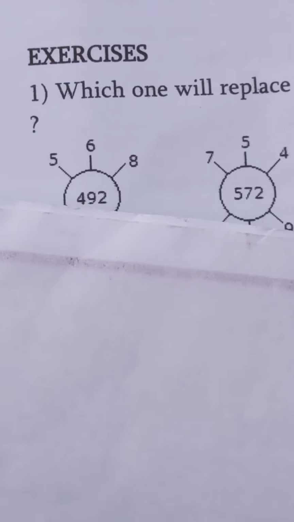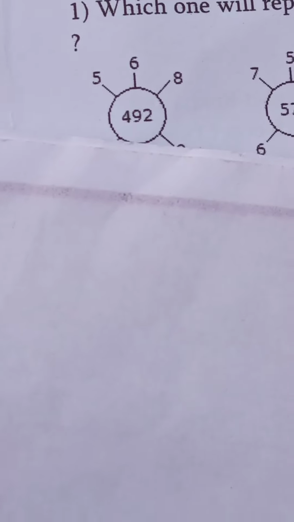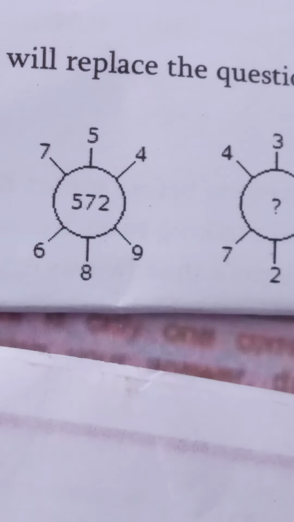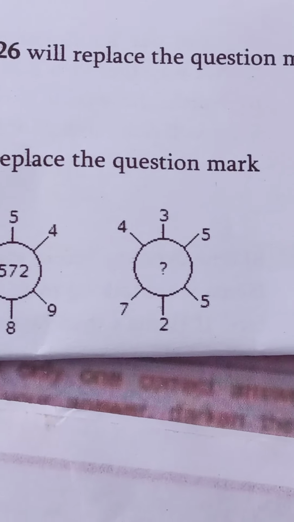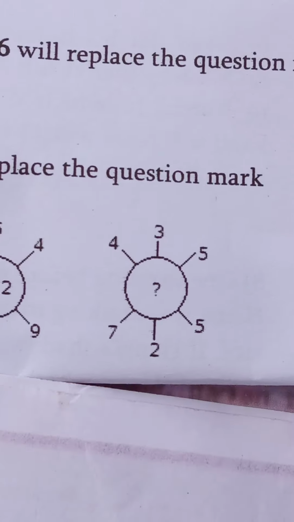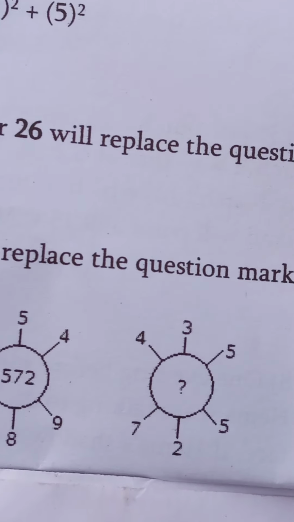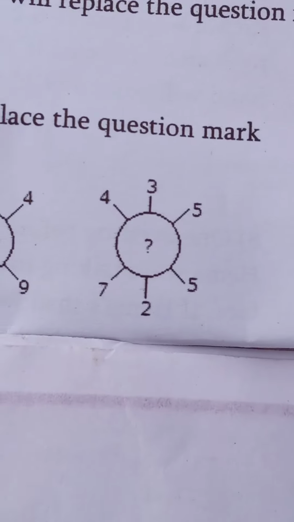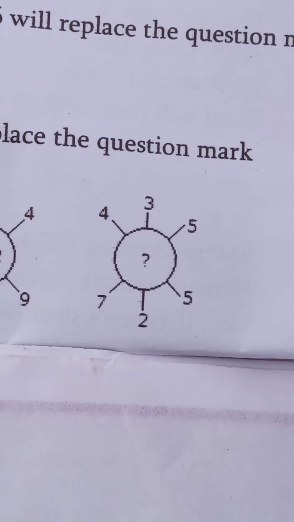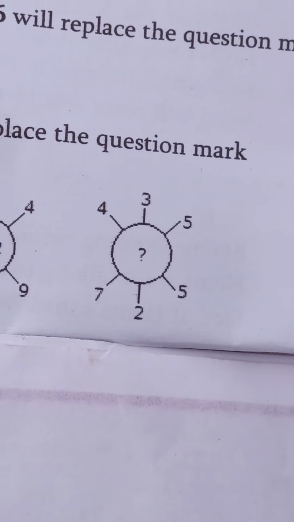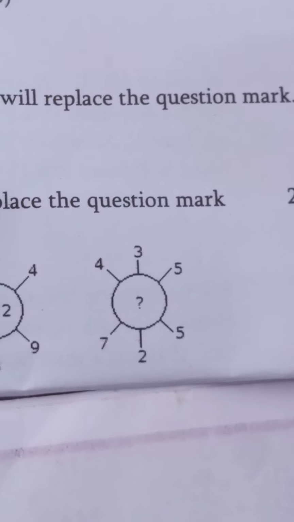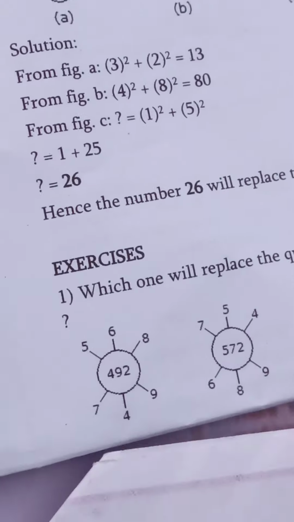Since it fits for the first one, let us check whether it fits for the second one or not. Actually, let us move on to the third one, because we need not waste our time on the second case. 4 into 3 into 5: 12 into 5, 60. What is 7 into 2 into 5? 7 into 10 is 70. Now 60 plus 70, 130 would be the answer.